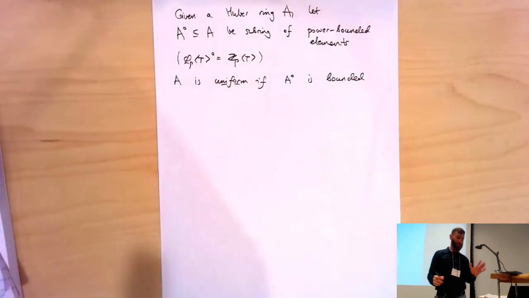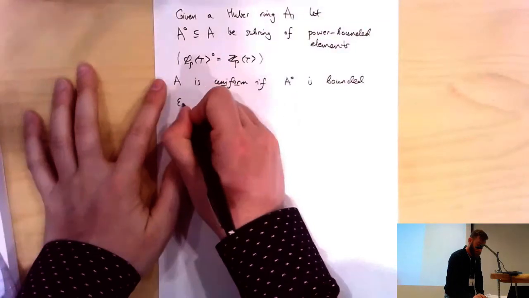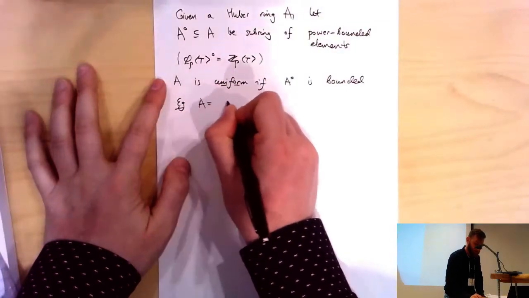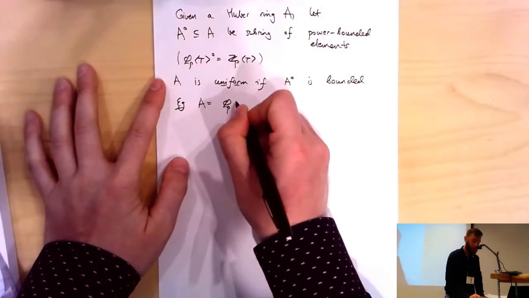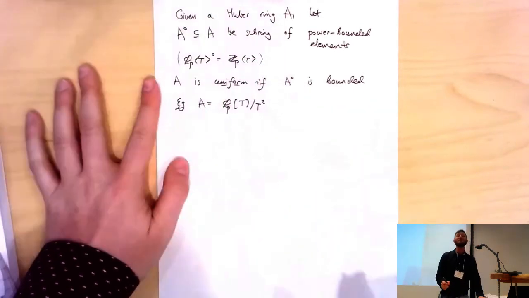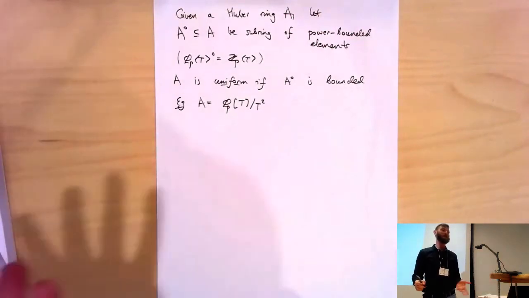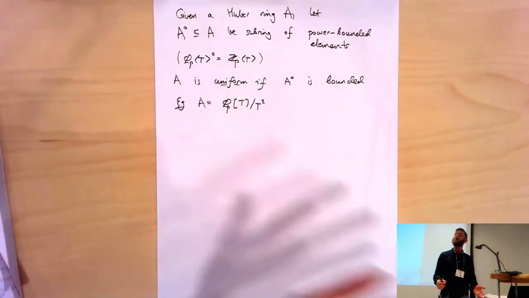I'm just going to give you an example of one that's not uniform. So if I look at the ring Qp[T], polynomials in T, but then mod out by T squared. So dual numbers over Qp, and I'm going to topologize this. I mean, it's a two-dimensional vector space over Qp, so that's its topology.